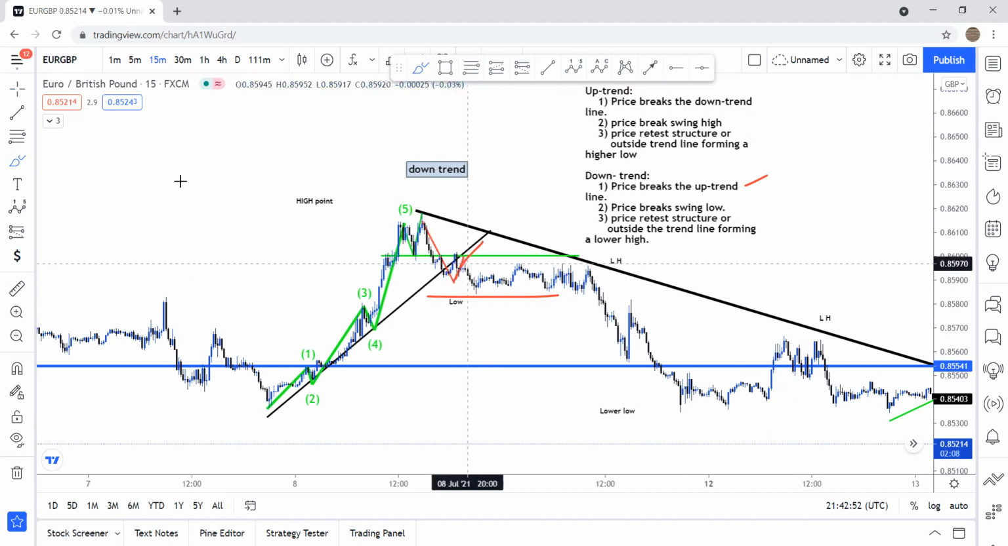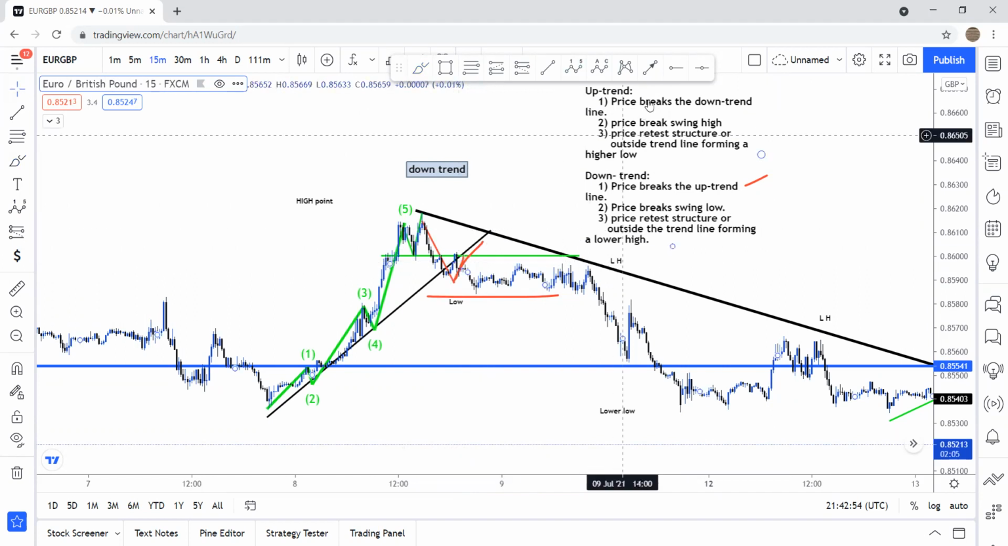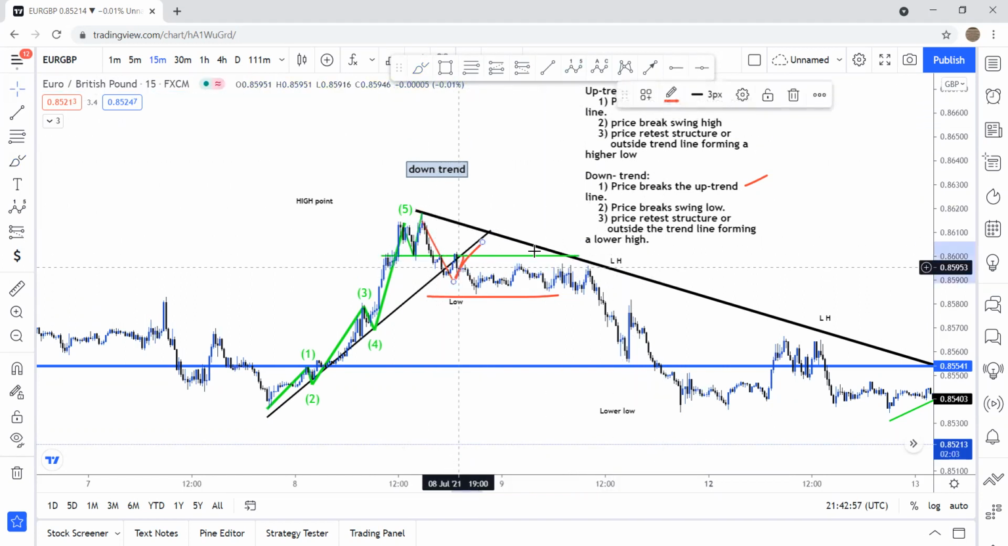No, hold on one second. Let me just fix my drawing tool, guys. Give me one second. Let's just clear this up so it looks better.